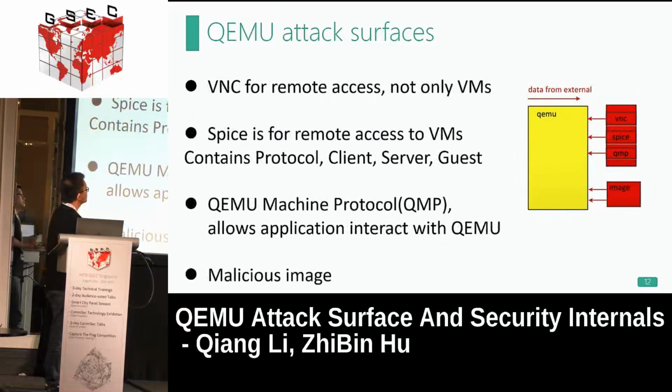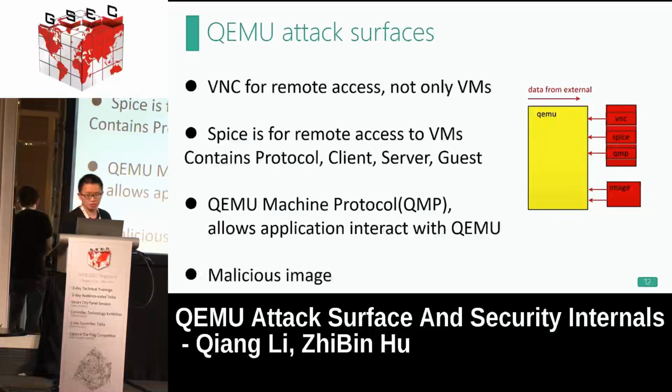So this is the data from the externals. The first one is VNC, and we know VNC is a remote access tool. It is not used only for VMs, but also for other software. But SPICE is also remote access to VMs, but it is used in virtualization environments. It contains four parts: protocol, client, server, guest, and later we will discuss it in more detail.